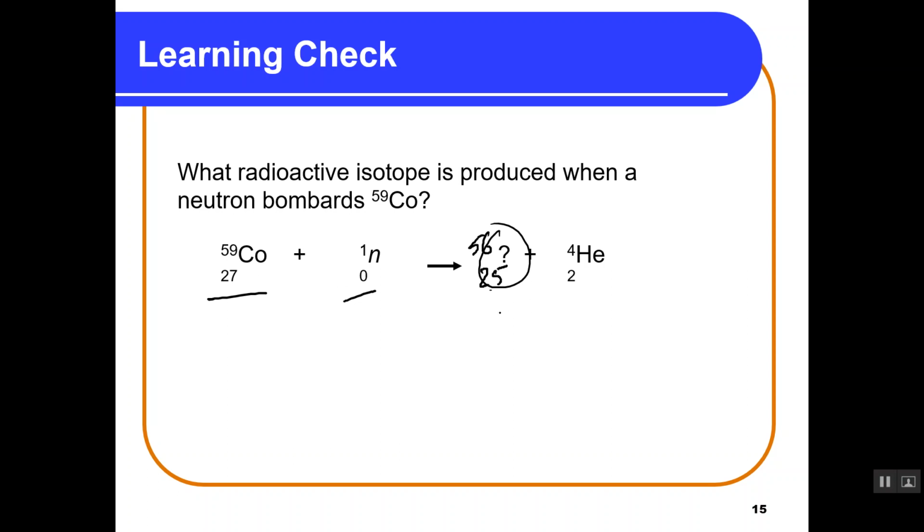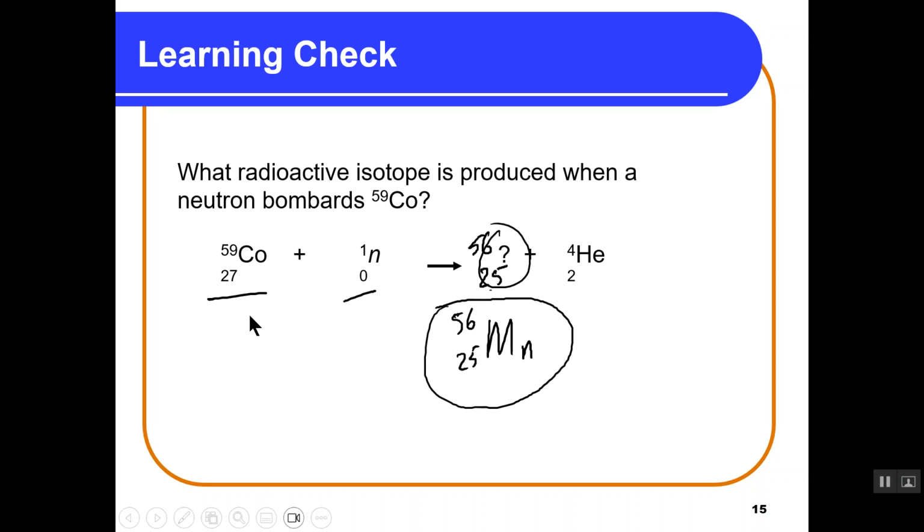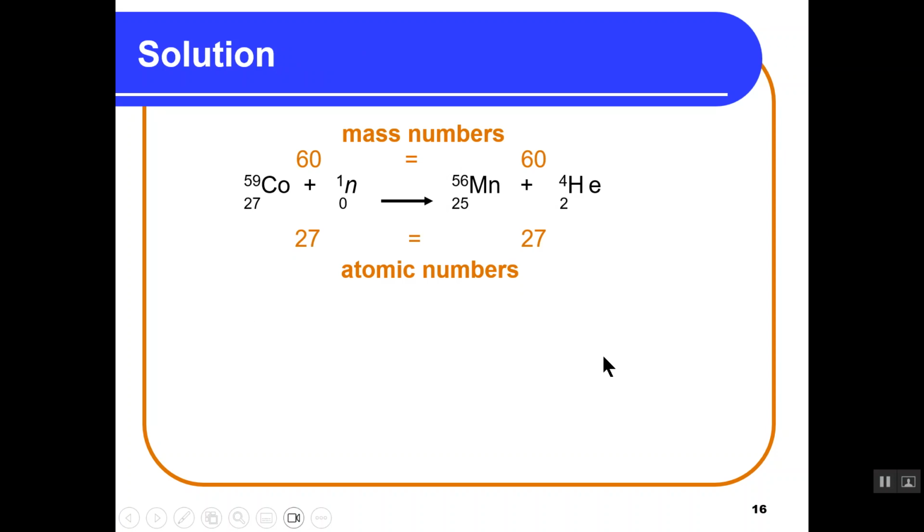So, of course, we go to the periodic table and we look up which element has the atomic number of 25. And according to my periodic table, that element will be manganese, right? So the answer here is that the isotope that is produced is manganese 56. All right? So that is what is produced as a result of neutrons bombarding the cobalt 59 isotope. All right? So that's basically the answer to that question.